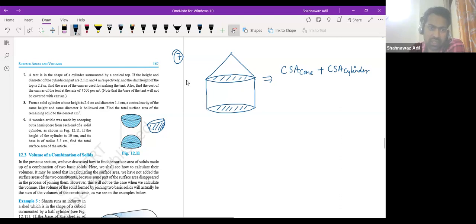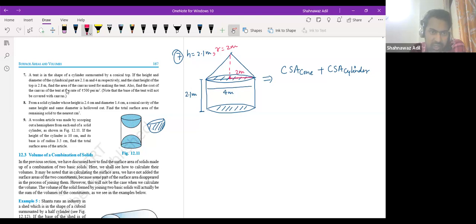Okay. So what are the given things that we have? The tent has the height and diameter of the cylinder part. The height of the cylinder part is 2.1, so h is 2.1. The diameter of the cylindrical part is 4 meters. So what would the radius be? The total is 4, so the radius would be 4 by 2, that is 2 meters. So r is 2 meters.